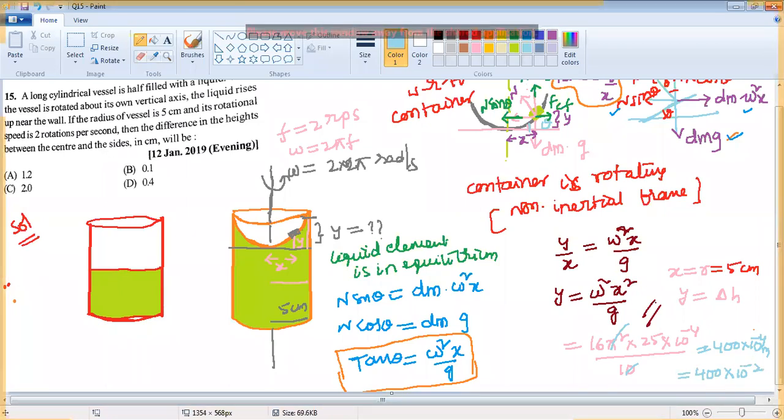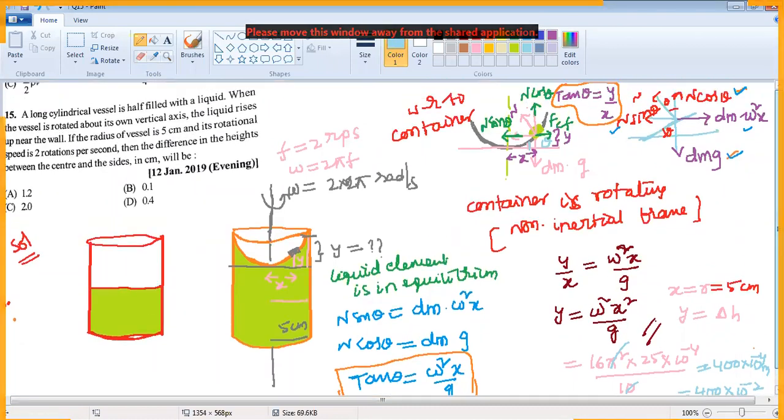Sorry, I think you are missing something. It is 2 here. Is it diameter or radius? He gave us radius. Is it omega square x square by g or 2g? So omega square x square by g or 2g, I think. 2 rotations per second.